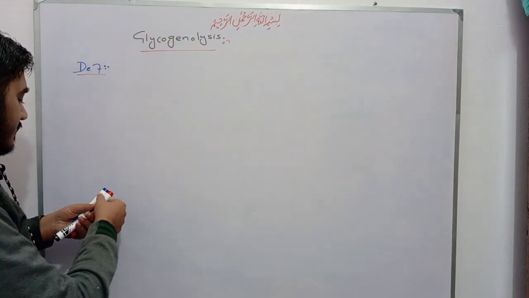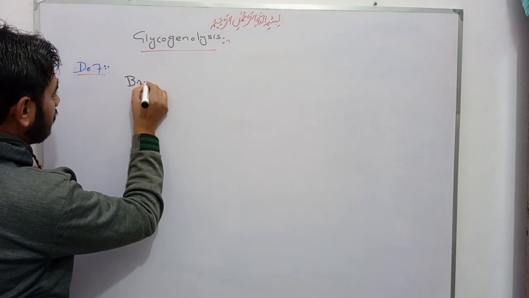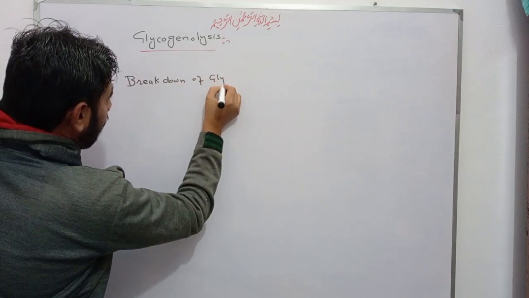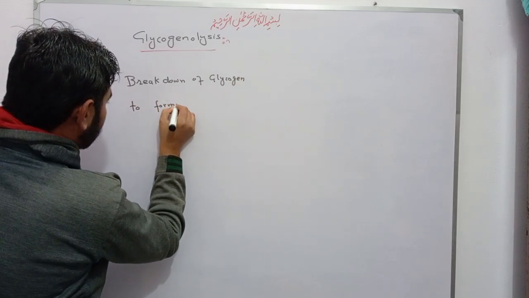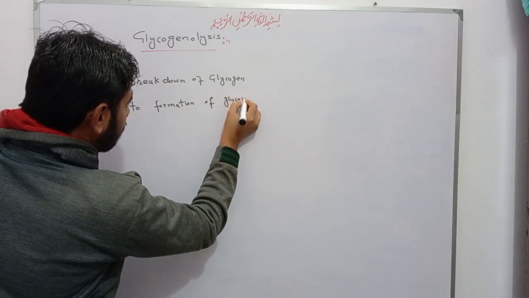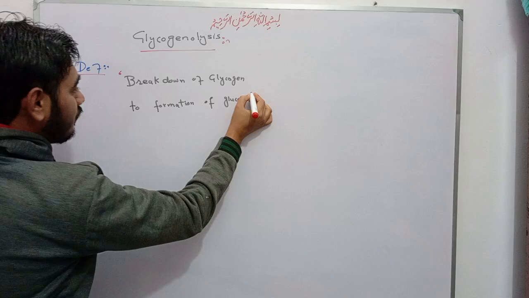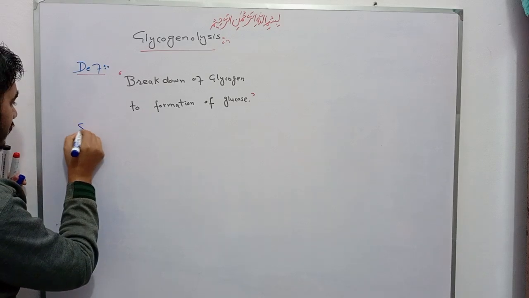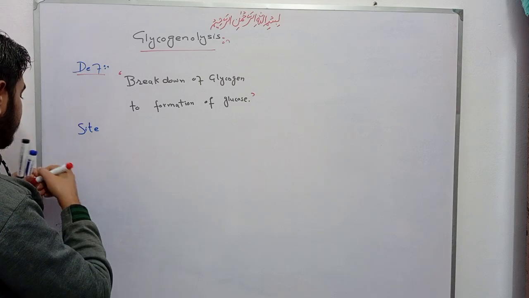Glycogenolysis means the breakdown of glycogen to the formation of glucose. This is the definition of glycogenolysis: the breakdown of glycogen to the formation of glucose. Now coming toward the site for the process of glycogenolysis.